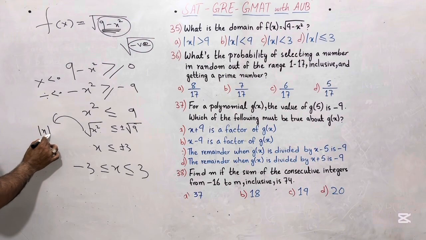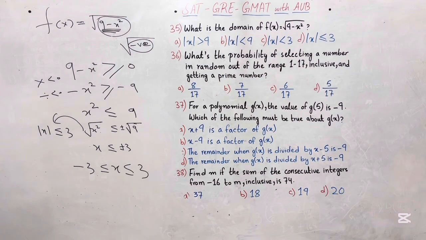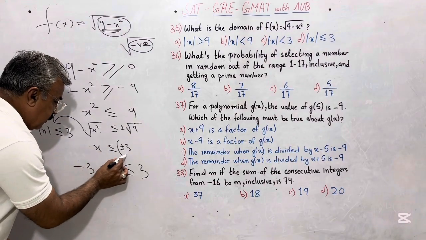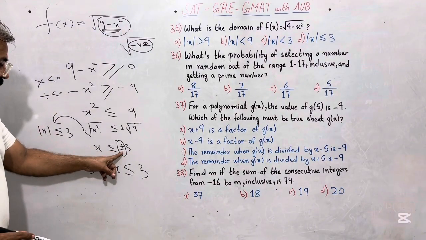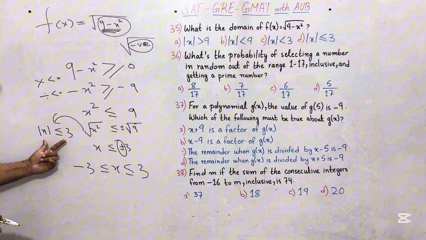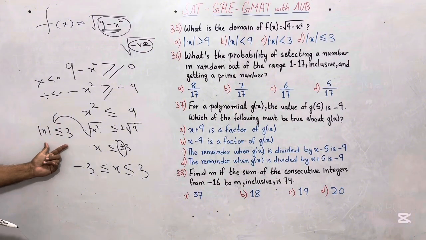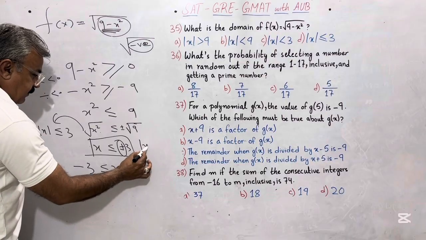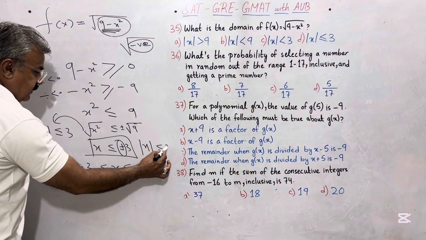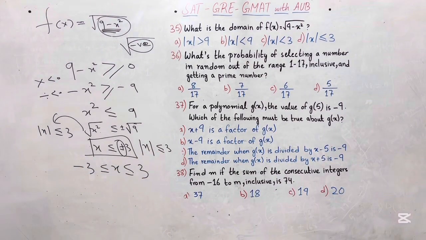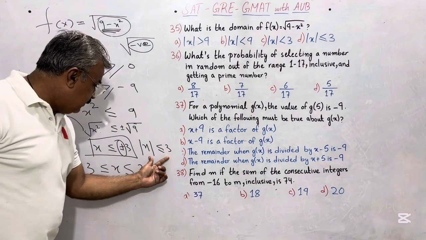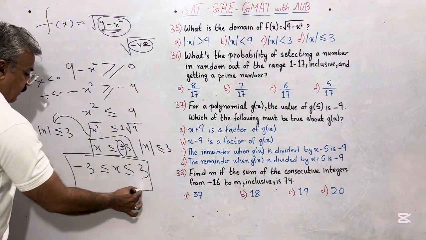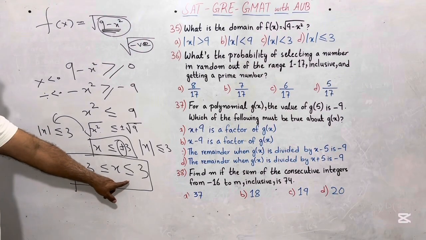Mod x must be less than or equal to 3. Note this peculiar thing, positive negative 3: you introduce mod here, mod x less than or equal to 3. It is more appropriate to write this step as mod x is less than or equal to 3. So this inequality can be written like this. From minus 3 to 3, we can take all the values.